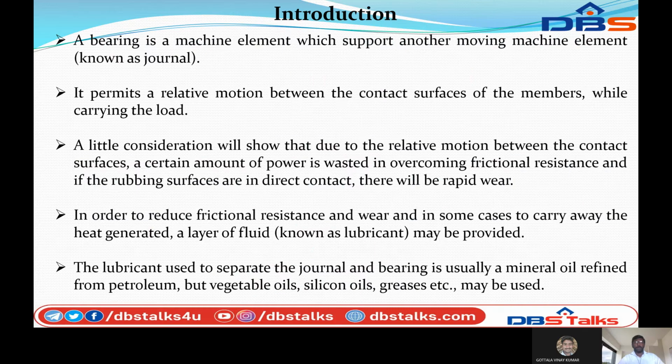Introduction. A bearing is a machine element which supports another moving machine element, known as the journal. It permits a relative motion between the contact surfaces of the members while carrying the loads.